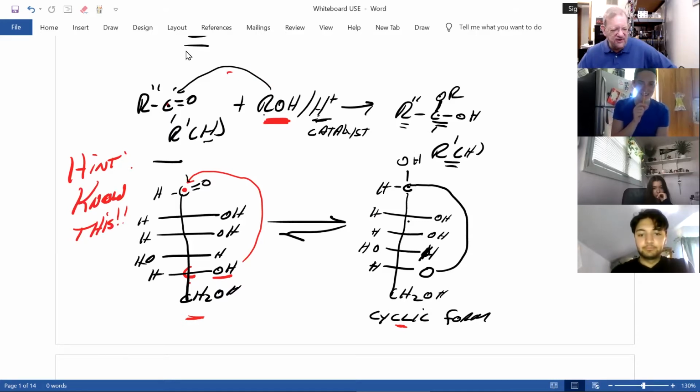Anyways, you should know. Let's go through this. Aldehyde or ketone, alcohol, acid catalyst. And by the way, that's bonded to there. Hemiacetal or hemiketal. Now, when it's intramolecular, we do not need the acid catalyst, and it's in equilibrium.